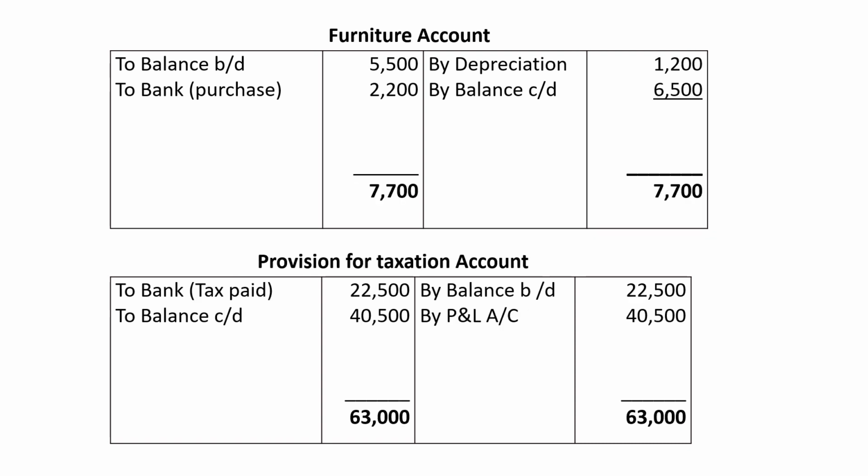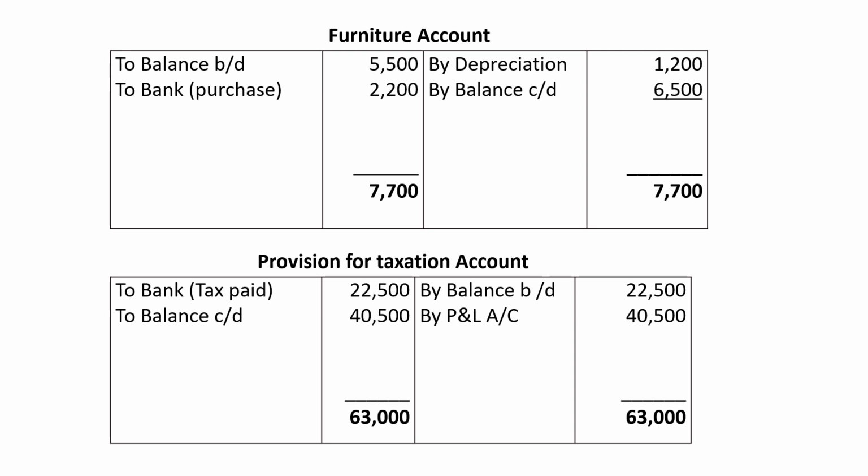Next, to prepare the furniture account. Opening value of furniture 5,500. Closing value of furniture 6,500. Depreciation for the year 1,200. The difference between all these is 2,200. Purchase of furniture during the year.